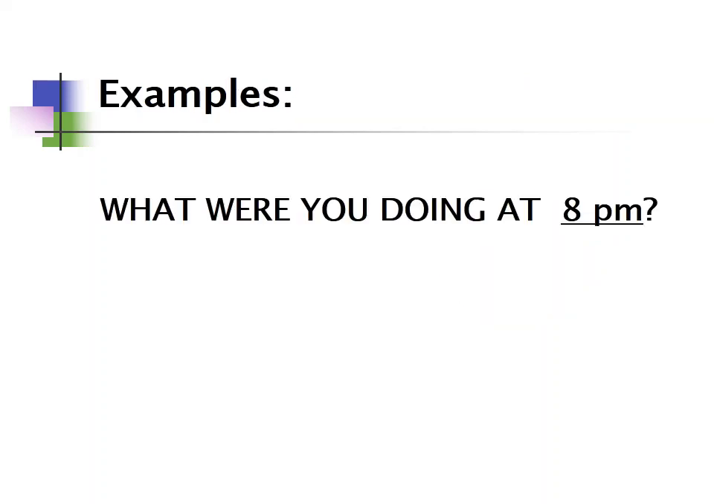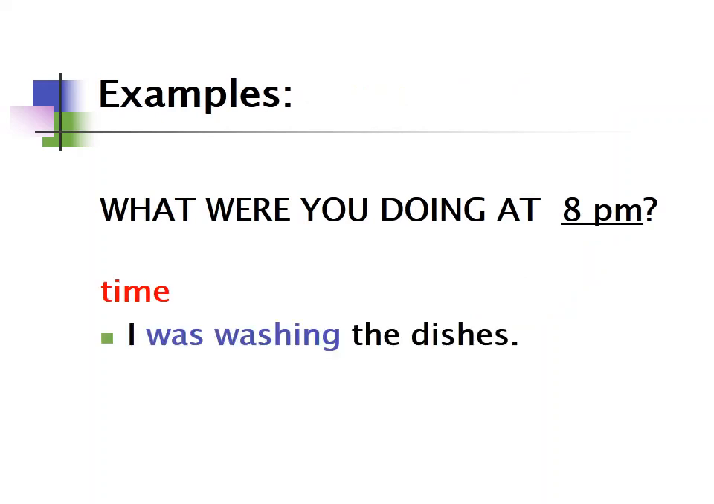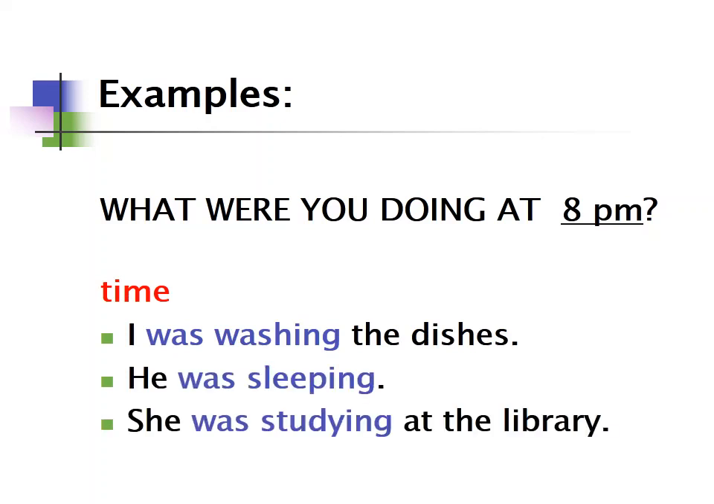Some examples. What were you doing at 8 p.m.? 8 p.m. is, of course, the time. I was washing the dishes. He was sleeping. She was studying at the library. There's no need to repeat at 8 p.m. We don't say, what were you doing at 8 p.m.? I was washing the dishes at 8 p.m., although you can, but typically there's no need to repeat it.